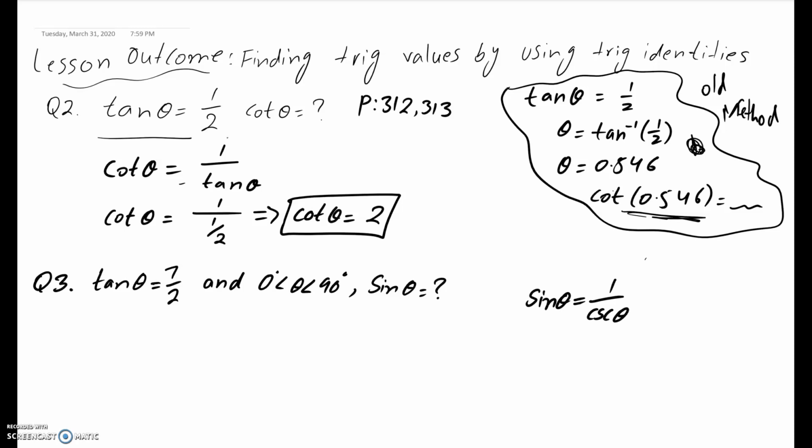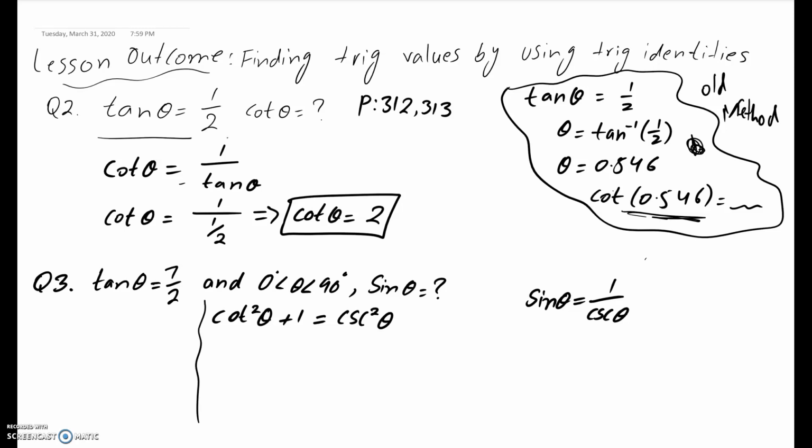Now to find the value of cosecant theta when tan theta is given, I am going to use a Pythagorean identity, which is cot squared theta plus 1 equals cosecant squared theta. Now we need to know the cot theta value. How? According to the question, we know that cot theta is the reciprocal of tan theta. So I will use this identity.